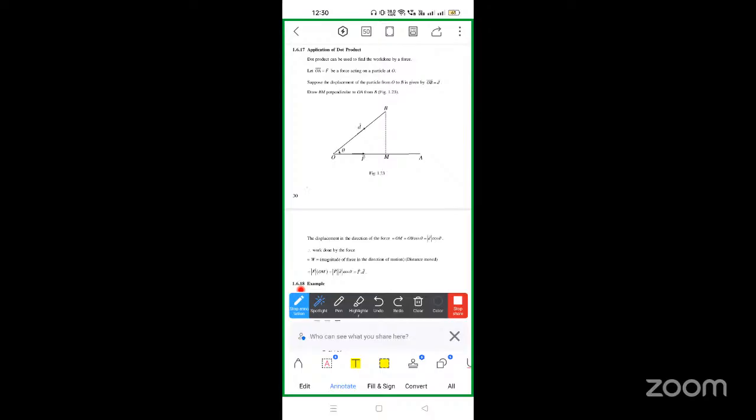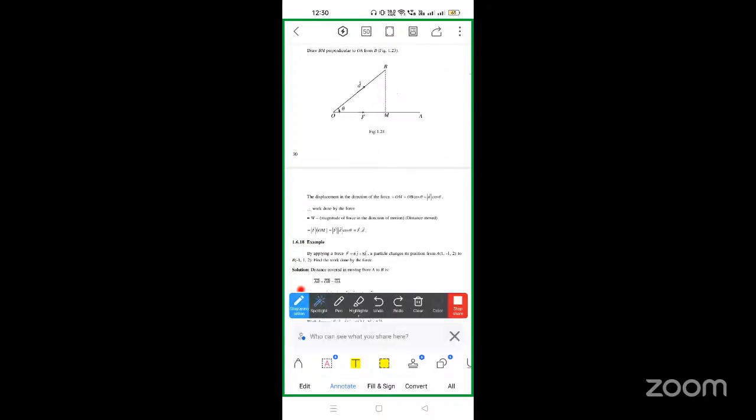So the displacement in the direction of the force: OM is equal to OB into cos theta, so mod D into cos theta. Therefore, work done by the force W is the magnitude of the force into the distance moved in the direction of motion. That is mod F into OM, so mod F into mod D into cos theta. That equals F dot D, where F is the force and D is the displacement. So the work done is the dot product F dot D.